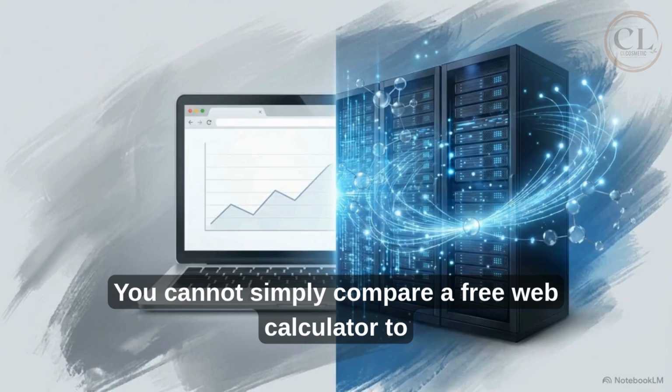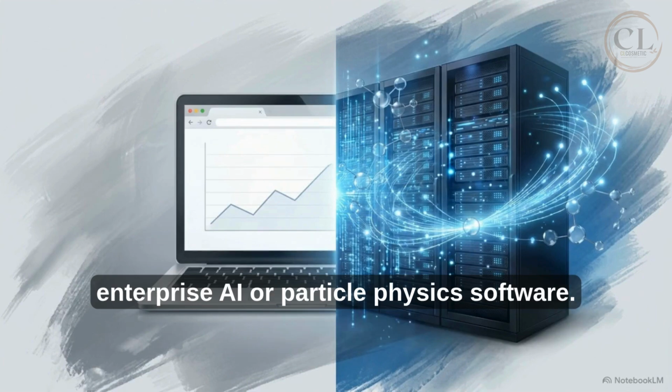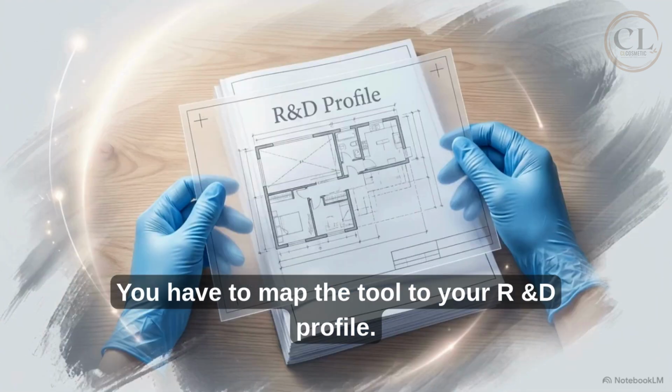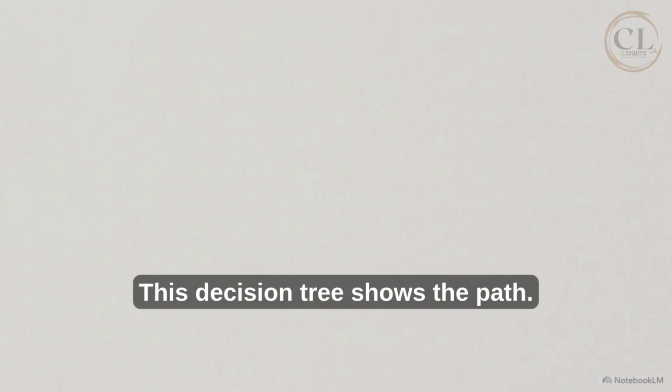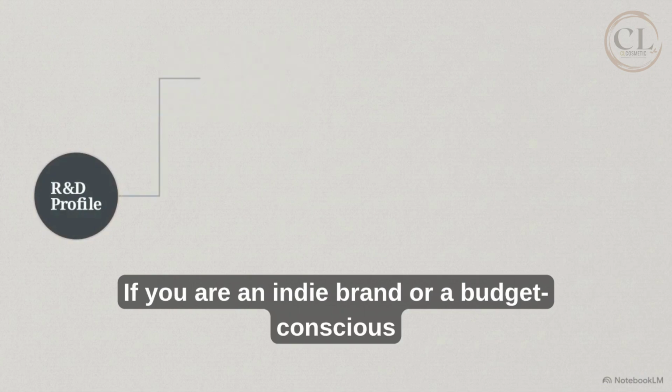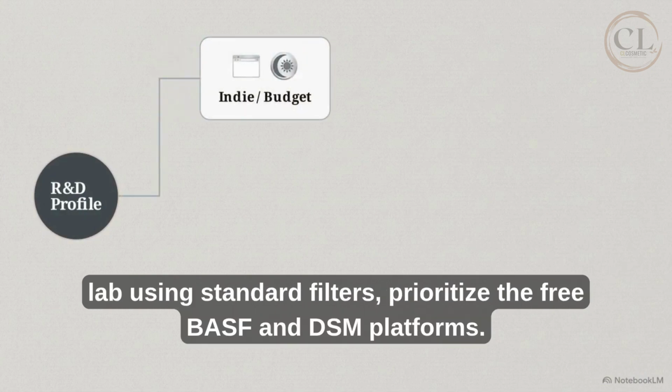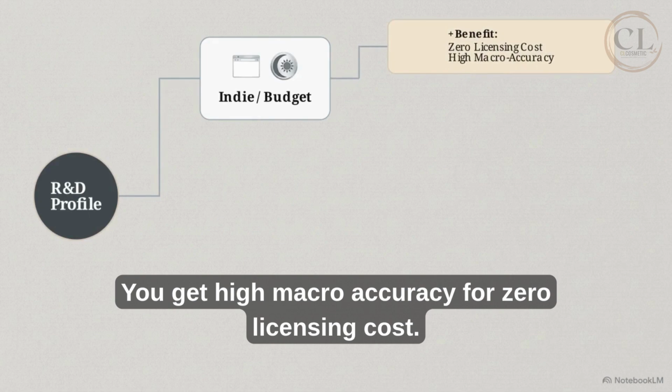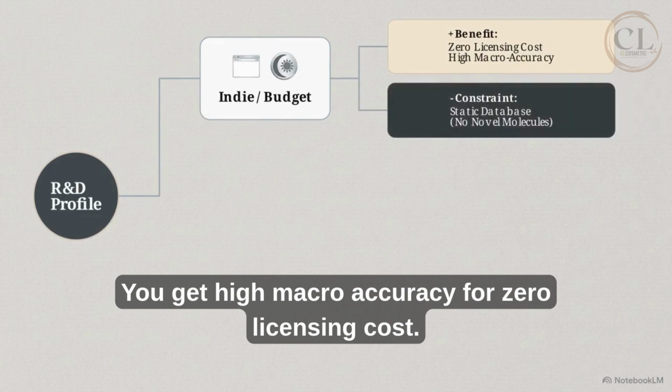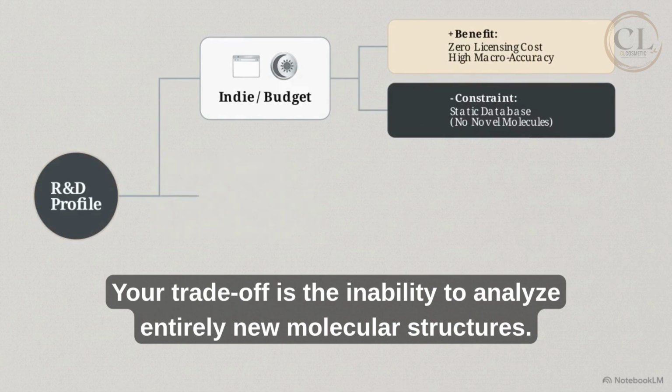You cannot simply compare a free web calculator to enterprise AI or particle physics software. You have to map the tool to your R&D profile. This decision tree shows the path. If you are an indie brand or a budget-conscious lab using standard filters, prioritize the free BASF and DSM platforms. You get high macro accuracy for zero licensing cost. Your trade-off is the inability to analyze entirely new molecular structures.